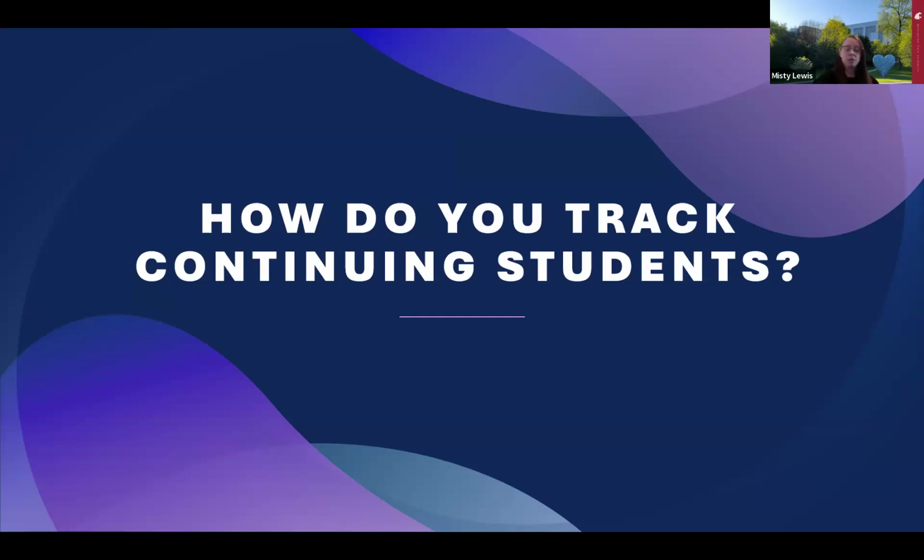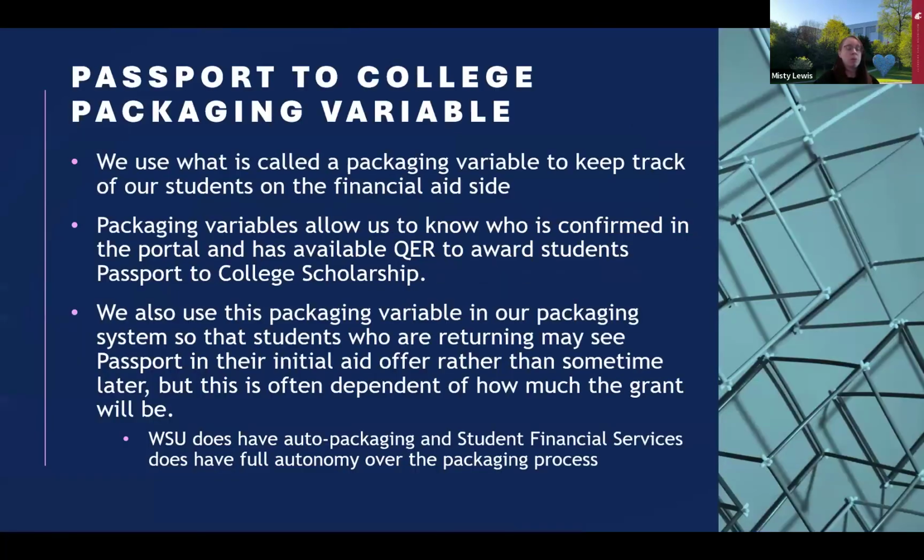So we moved to a system of what we call the passport to college packaging variable. This is something that happens on the back end of the financial aid side. We set what's called a packaging variable to keep track of these students. This variable is set when students are confirmed in the portal and have available QER. So if they've run out of passport eligibility, then it is unselected.